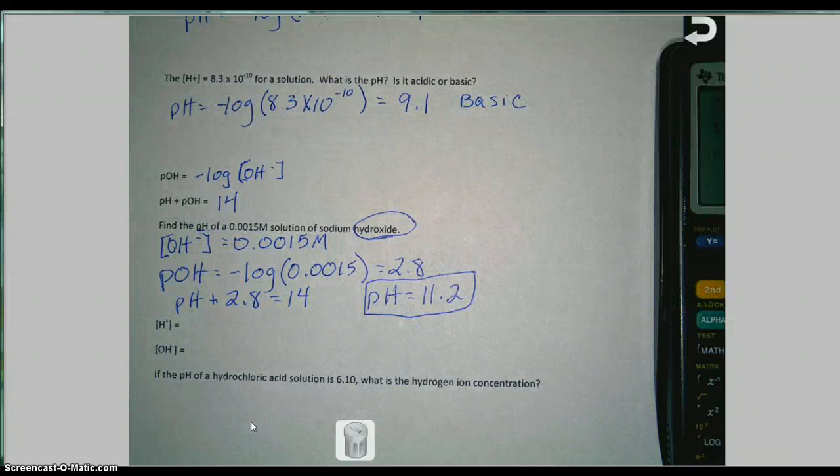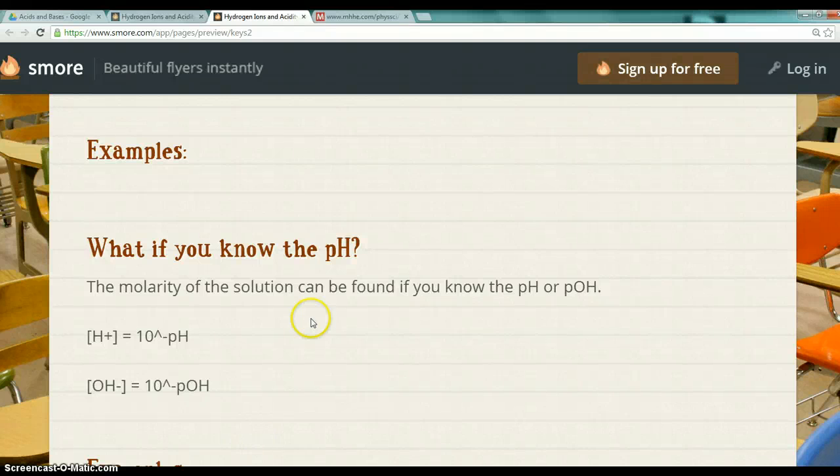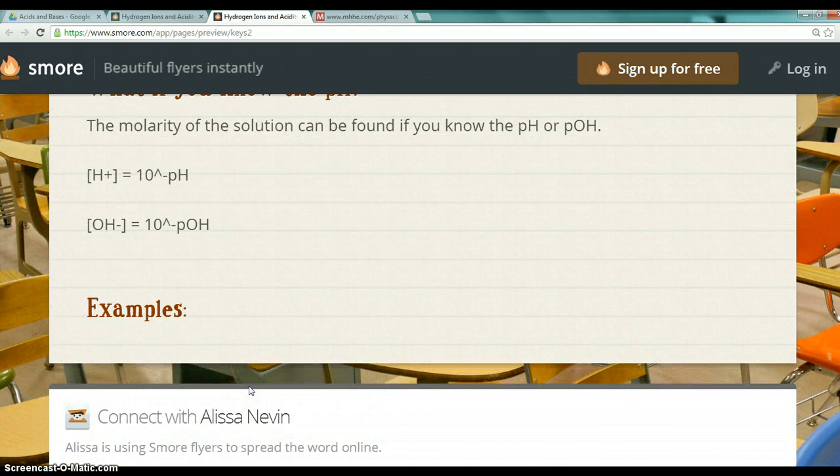All right, now let's do one more set of calculations. What if we know the pH? What then? How do we do calculations if we know the pH, but we want to find the concentration, okay? Well, the molarity can be found if we know the pOH or the pH. So the H plus concentration equals 10 raised to the negative pH. The hydroxide ion concentration equals 10 raised to the negative pOH. Okay, now let's look at our last examples.